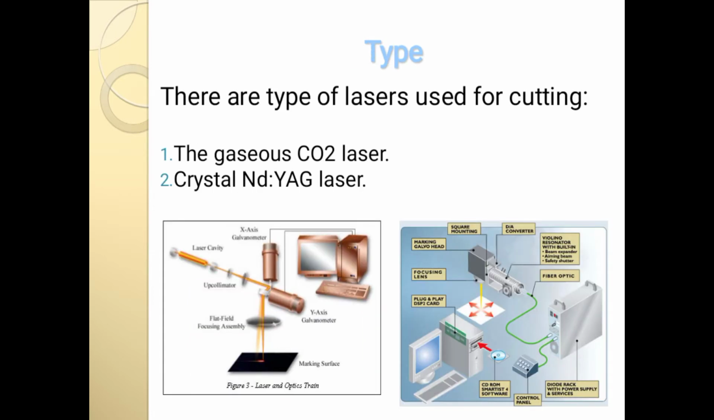Next slide. Types of a laser cutting system. There are types of laser used for cutting. First, the gaseous CO2 laser. In a CO2 laser cutting, light is produced when electricity runs through a gas-filled tube with mirrors at both ends. One mirror is fully reflective while the other one lets some light come through. These mirrors guide the laser beam into the material that is to be cut.